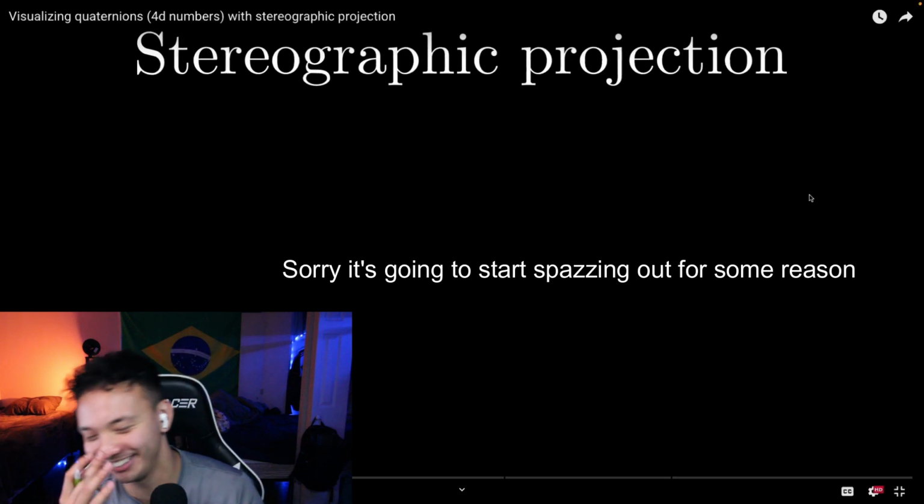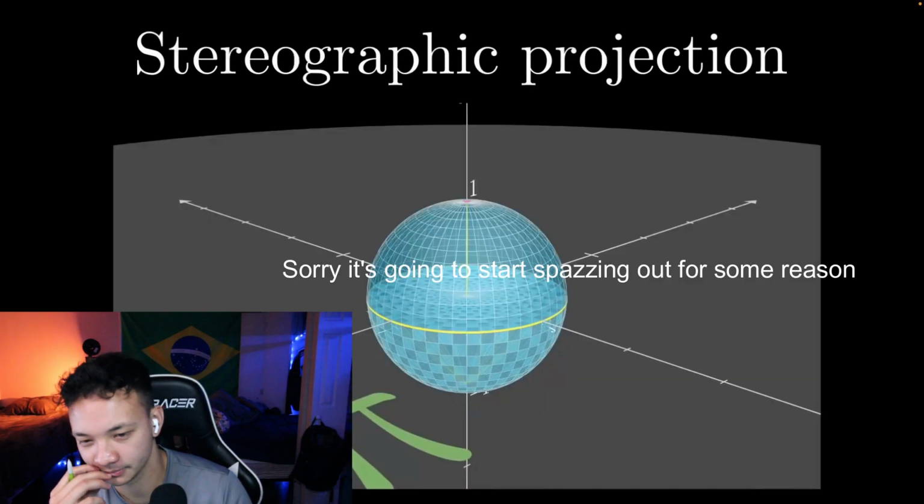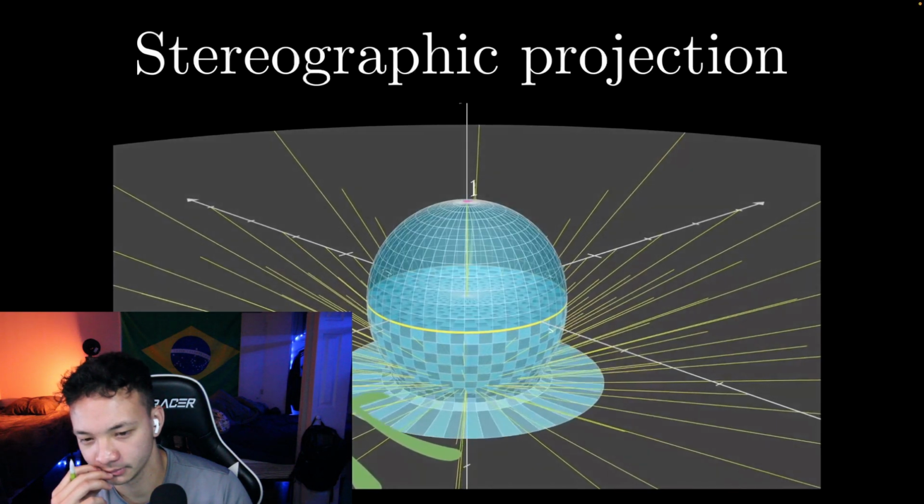It's a special way to map a circle onto a line, or a sphere into a plane, or even a 4D hypersphere into 3D space.